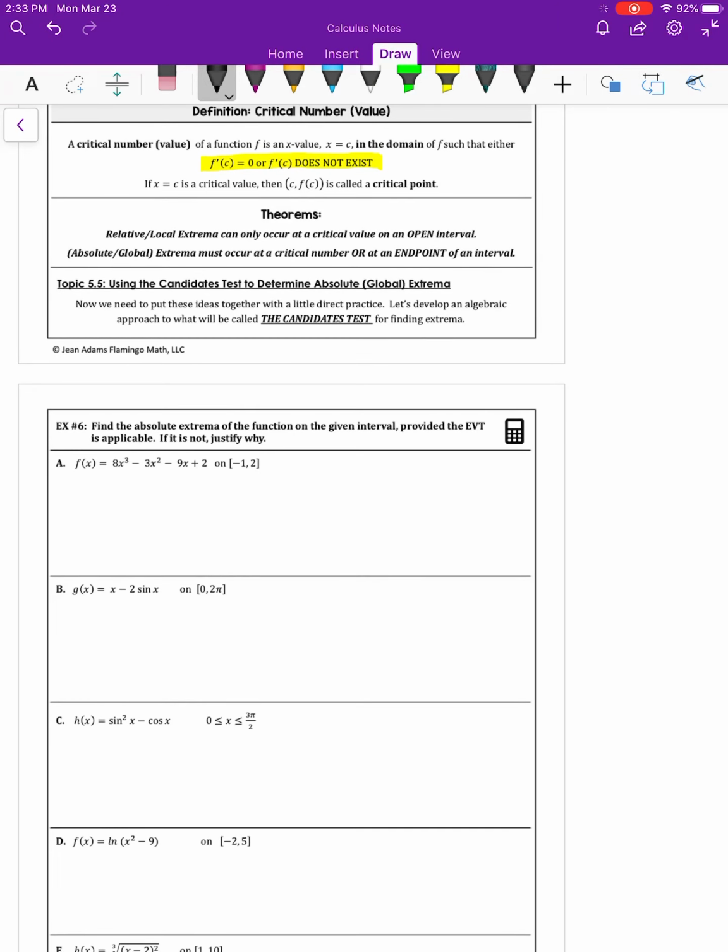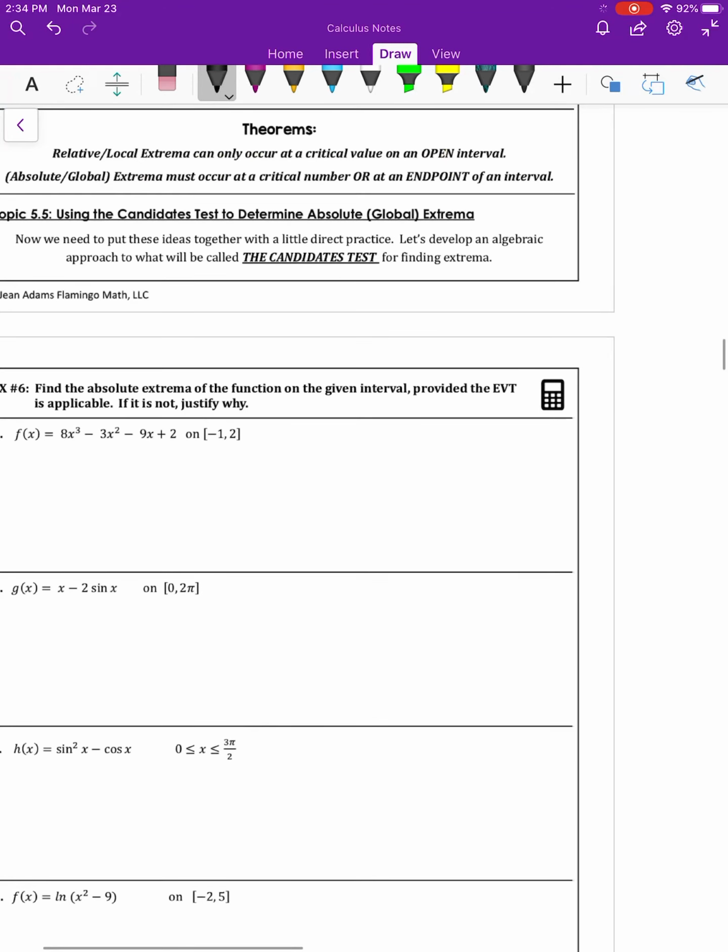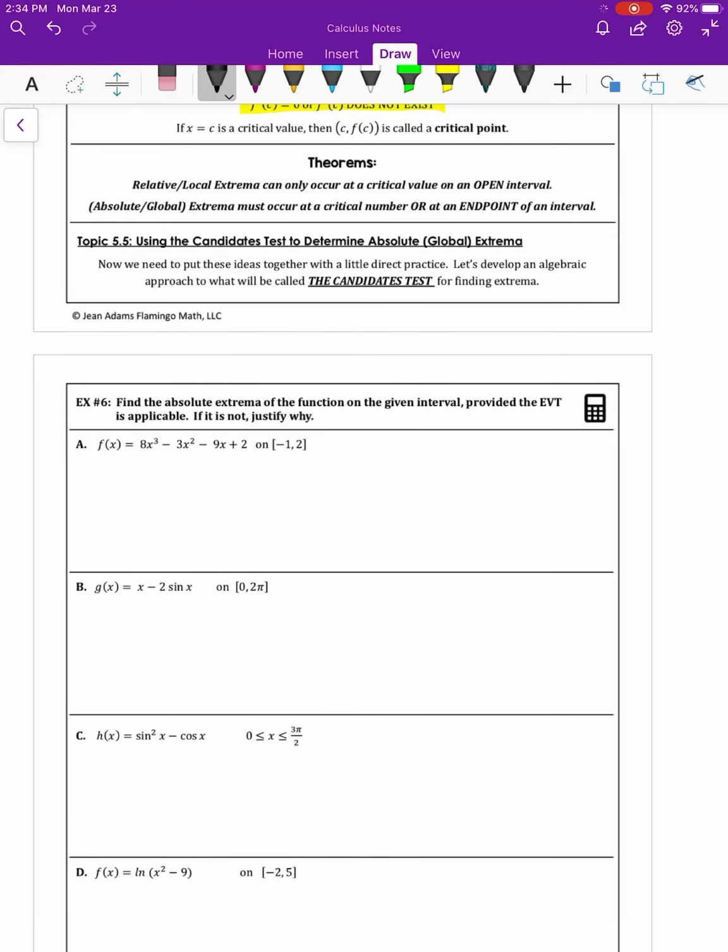All right, so now we've got example number 6, and we are asked to find the local extrema of the function on the given interval, provided that the extreme value theorem is applicable. If it is not, justify why. So we've got a polynomial function which is continuous from negative infinity to positive infinity, so therefore it would be continuous from negative 1 to 2. And so we can apply the extreme value theorem.